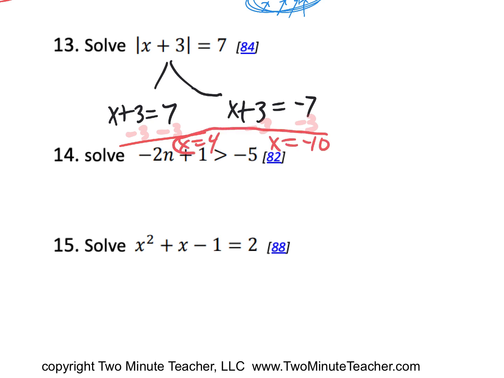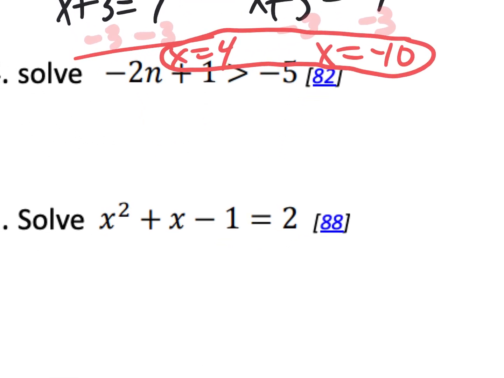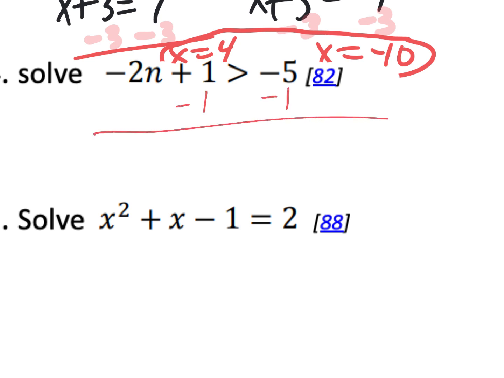There's my two answers, 4 and negative 10. Raise your hand if you had that one right. Okay, cool. Everybody seemed to know that one. That's great. This next one is only weird because it has a greater than sign. You treat these just like normal equations. You subtract 1 from both sides to start. Why don't you give it a shot and see what you get? I'll pause again and give it a try.